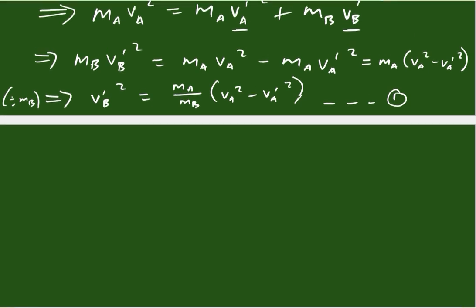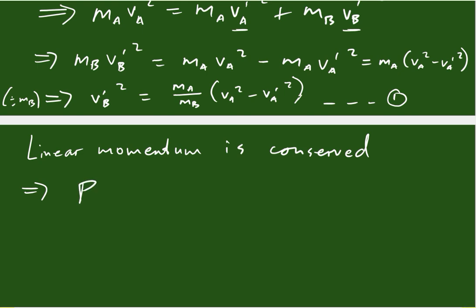But now remember this, we're dealing with momentum here, so momentum is also conserved. To be specific, let's say linear momentum is conserved. And what does that mean? Well, it means that the momentum before the collision will equal the momentum after. So this means momentum, which symbol is P, before is equal to P after.